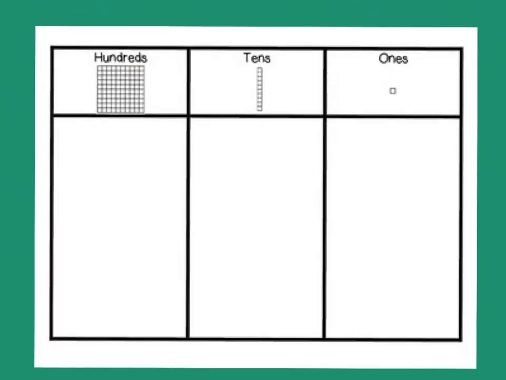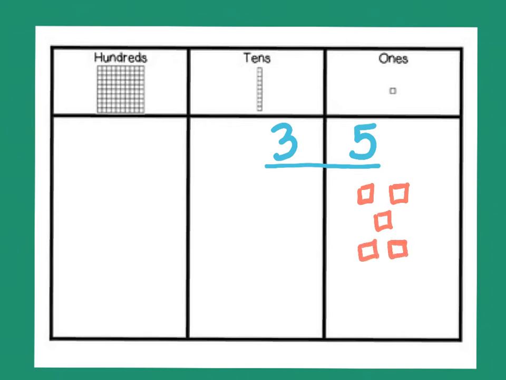Let's try that with another number. I'm thinking of 35. So my 5 goes in the ones place and my 3 goes in the tens place. So together I have 35. Now, since I have 5 in the ones place, I have to draw how many ones blocks? 5. 1, 2, 3, 4, 5.